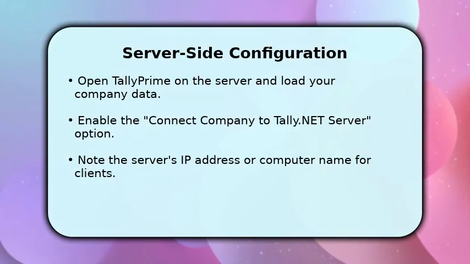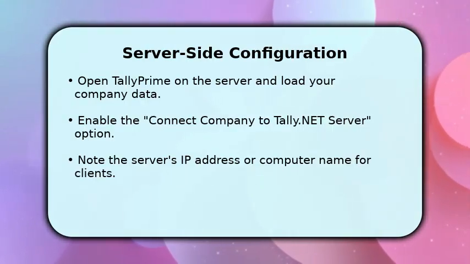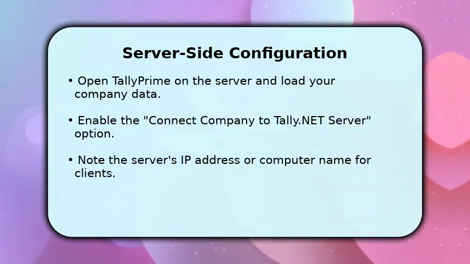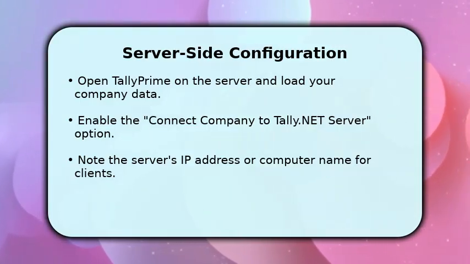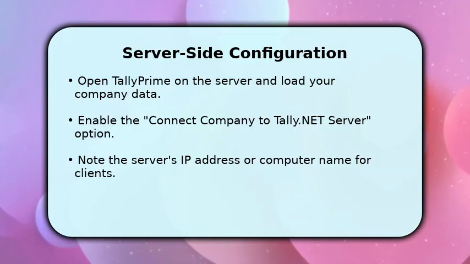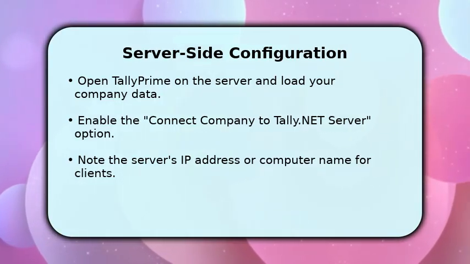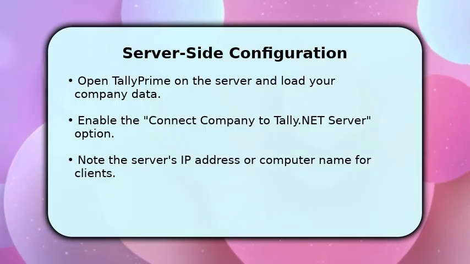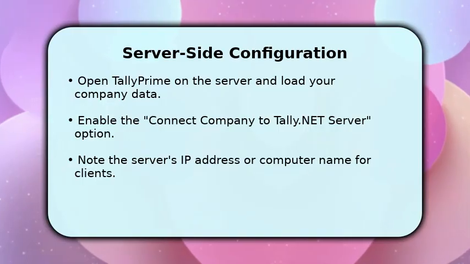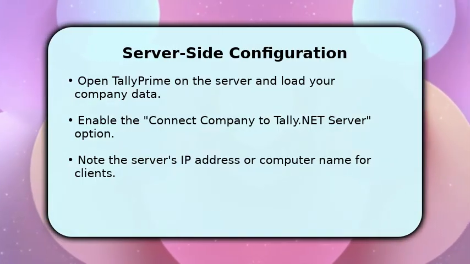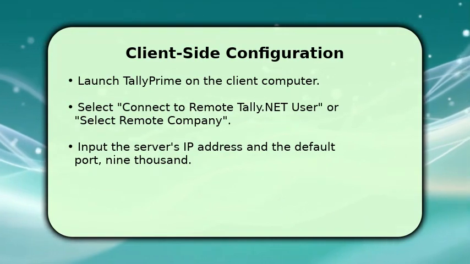On the server machine, begin by opening Tally Prime and loading the specific company data you wish to share. Then, navigate to the company features and enable the Connect Company to Tally (NET Server) option. This action makes your company data accessible over the network. Remember to note down the server's IP address or its computer name, as clients will need this information to establish a connection. Now on your client machine, launch Tally Prime.